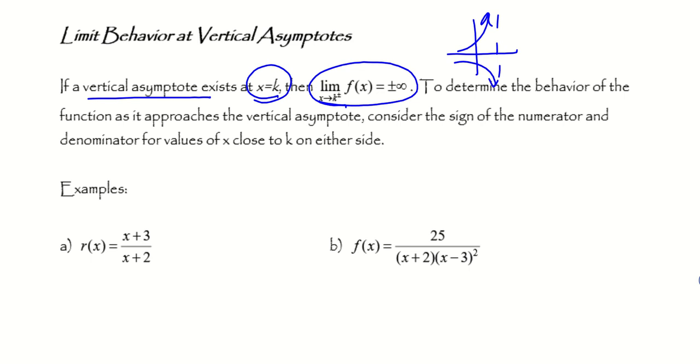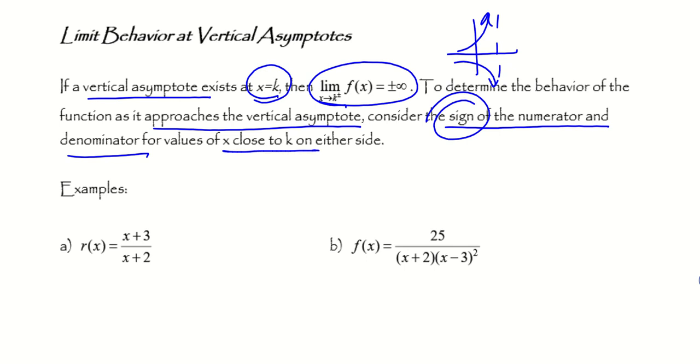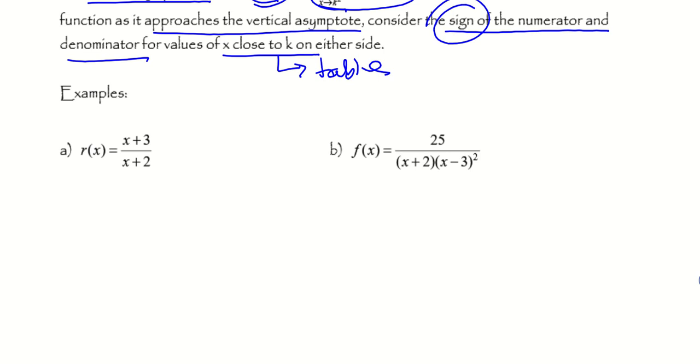To determine the behavior of the function as it approaches the vertical asymptote, we're going to consider the sign of the numerator and denominator, right? So we're going to focus on whether it's positive or negative for values of x close to k on either side. So we're going to do a little table here as well. So this is how it works. In R of x, we already know that there is a vertical asymptote where the denominator, x plus 2, equals 0, which is where x equals negative 2.